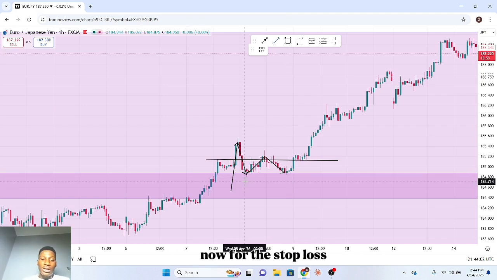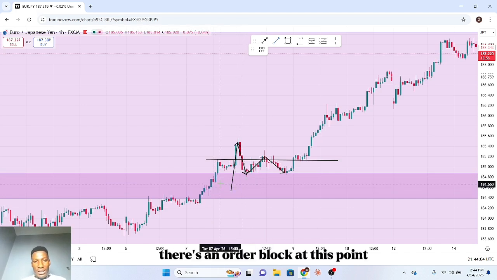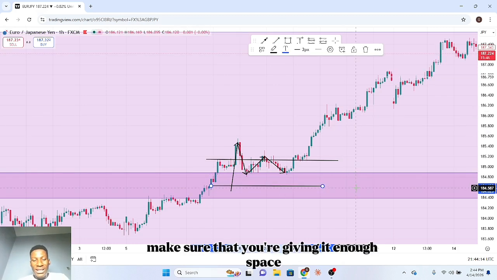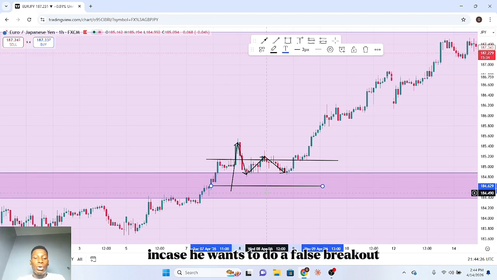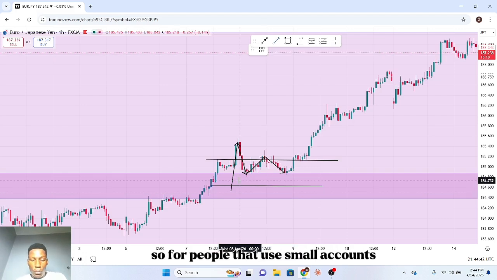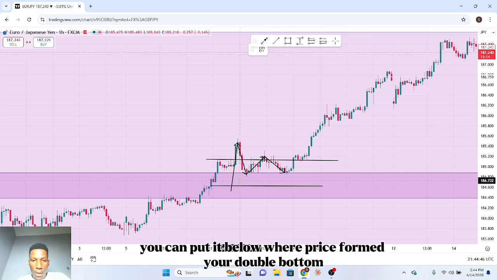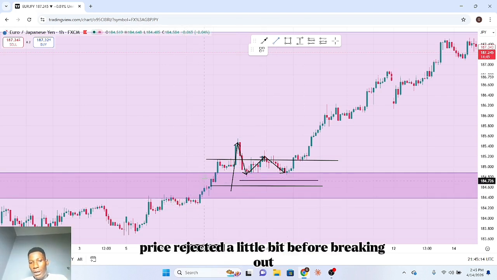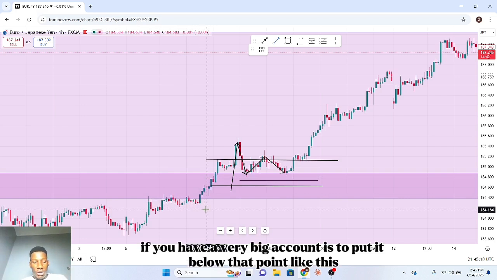Now for the stop loss, there are 3 places where you can put your stop loss. There's another block at this point, so your stop loss can be below this other block. Whenever you are putting your stop loss, make sure that you are giving it enough space in case it wants to do a false breakout, so your price doesn't take you out. So for people that are using small accounts, you can put it below where price formed your double bottom, something like this. So when price got to this zone at first, price rejected a little bit before breaking out. The best stop loss if you have a very big account is to put it below that point like this.